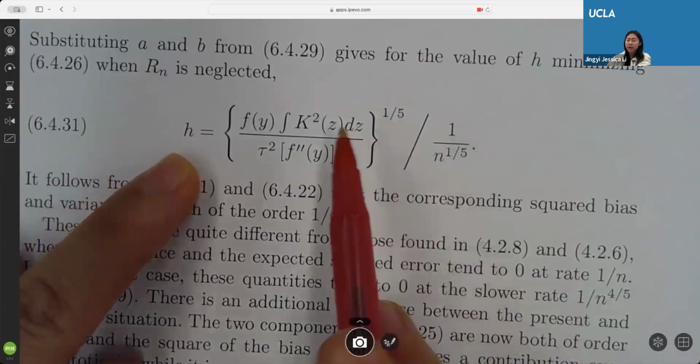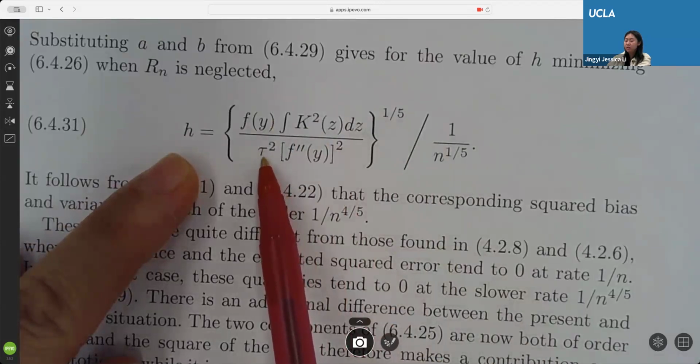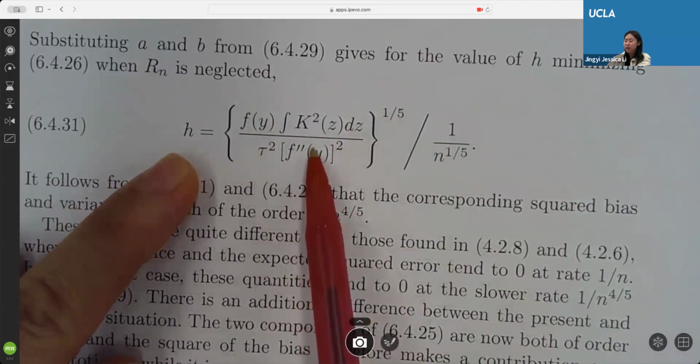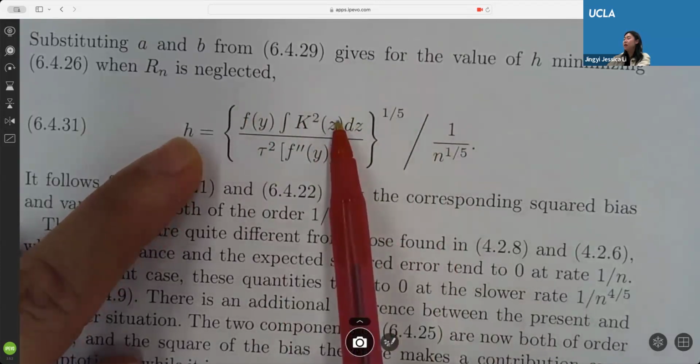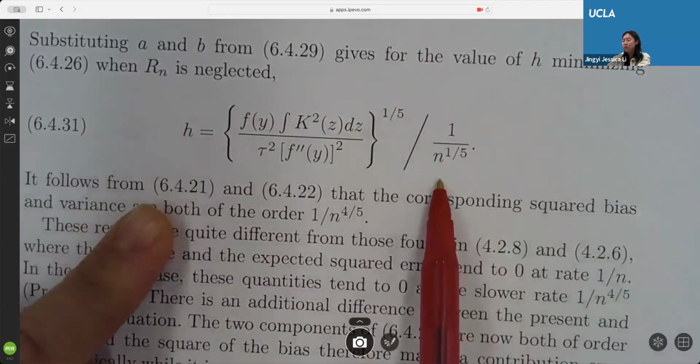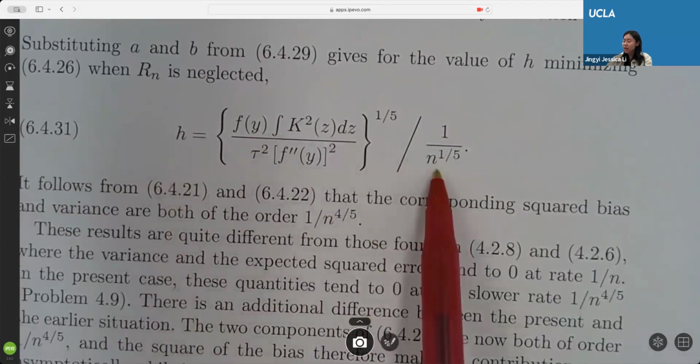You see, it depends on f, it depends on the kernel. This tau squared also depends on the kernel. This is f second derivative. But these are the things we fix, basically. f is unknown, K is our choice. What we can change is the sample size. So then this is the order of h. h should be in the order of n to the negative 1/5.